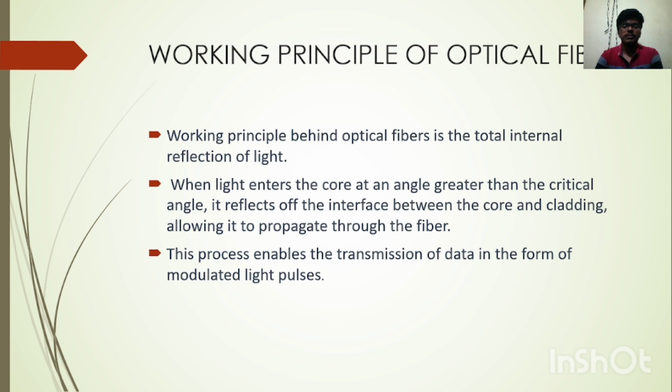The working principle behind optical fibers is the total internal reflection of light. When the light enters the core at an angle greater than the critical angle, it reflects off the interface between the core and cladding, allowing it to propagate through the fiber. This process enables the transmission of data in the form of modulated light pulses.